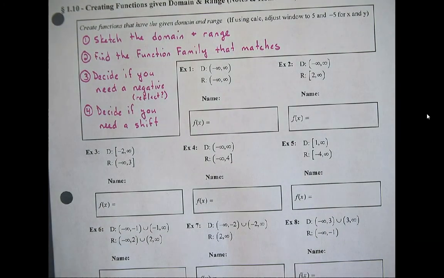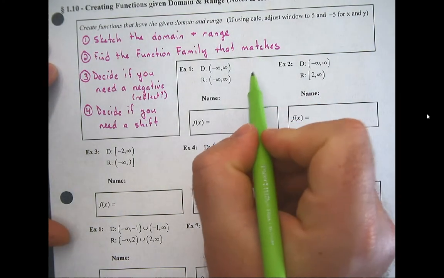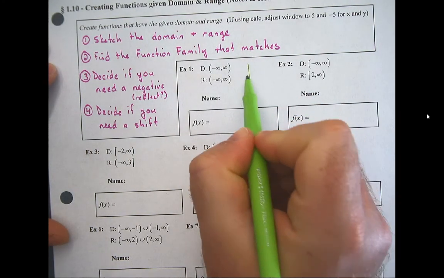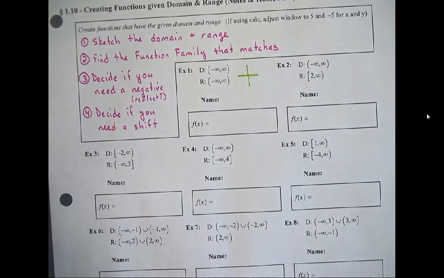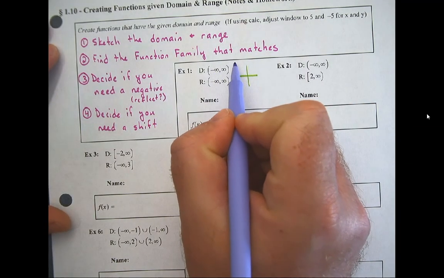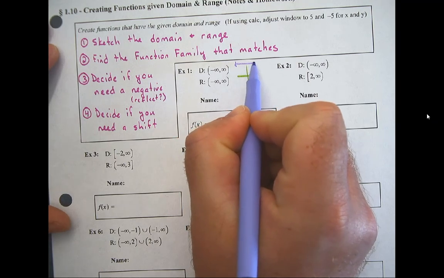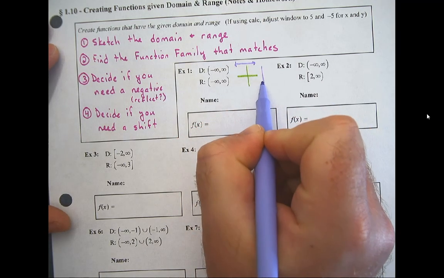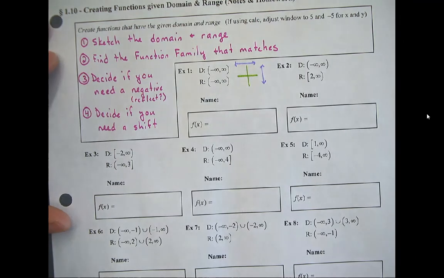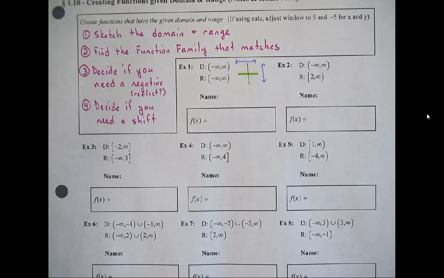All right, so let's take a look here. I'm going to first sketch my domain and range. So I'm just going to draw a little coordinate plane. And then I'm going to draw all my domain and ranges in the same color. So my domain is negative infinity to infinity. My range is negative infinity to infinity. So my graph's going to go all the way up, all the way down, all the way left, all the way right. Now I'm going to compare it to my function families.